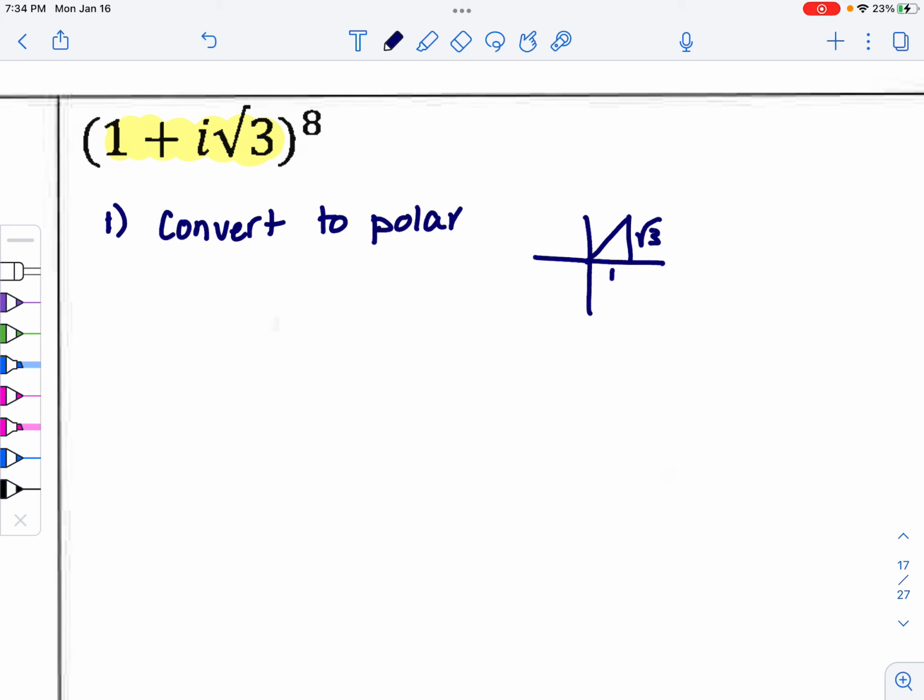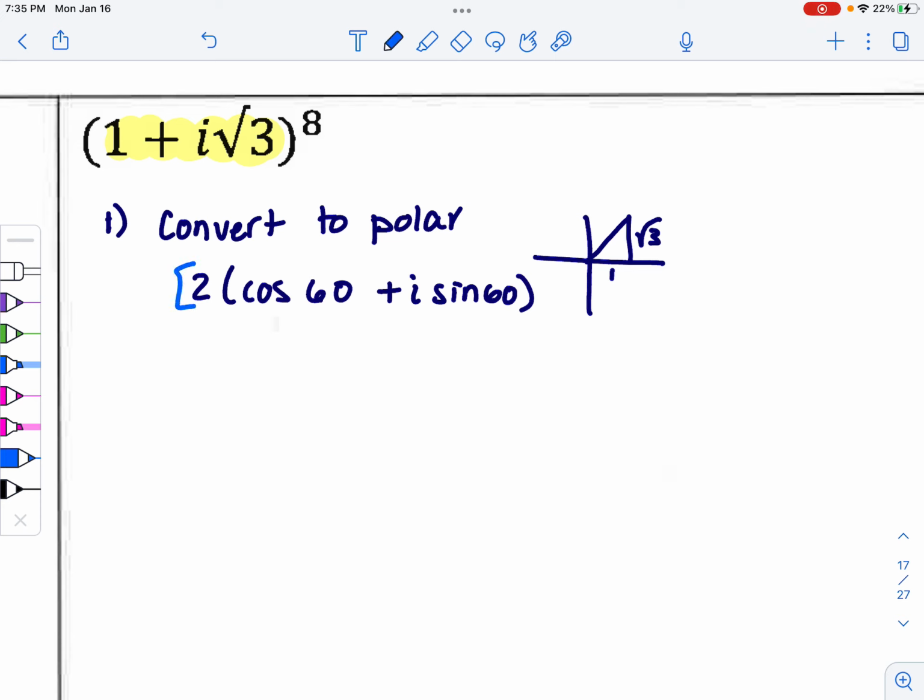I don't actually need to do inverse tangent because, again, I know this triangle. But if you don't recognize it, please feel free. Use your inverse tangent in order to do your opposite over adjacent. Use your Pythagorean theorem. But I know right away that this is 2 times the cosine of 60 plus my I times sine of 60. This is 2 cis 60.